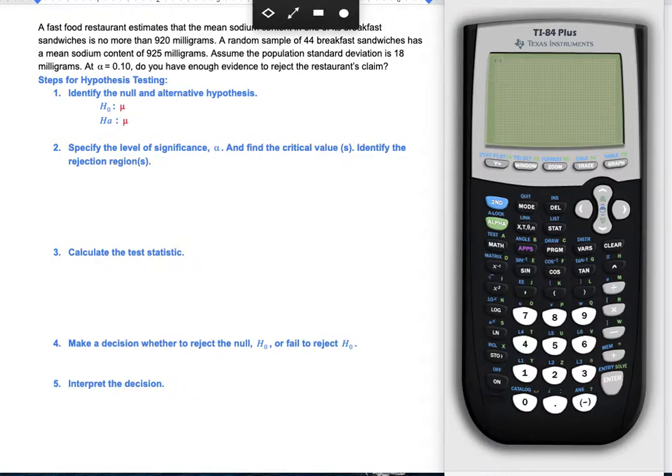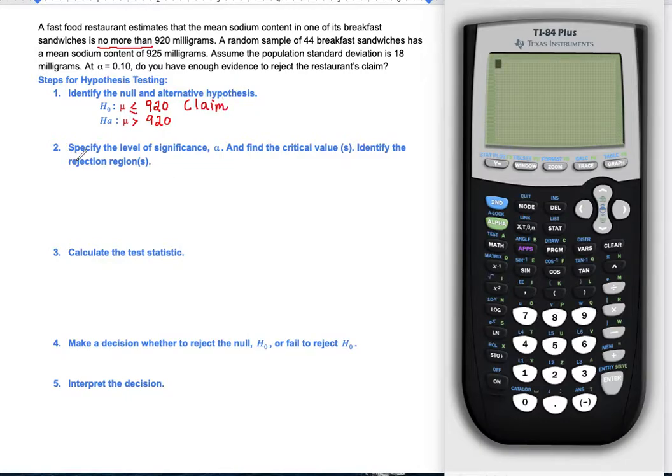Let's look carefully at the steps for this hypothesis test. The first step is to identify the null and alternative hypothesis. Looking carefully at this wording, no more than, that is a less than or equal to statement, which belongs with the null since the null always has the equality statement. So the null is that the mean is less than or equal to 920. The alternative is that the mean is greater than 920. Notice that the null hypothesis is the claim.